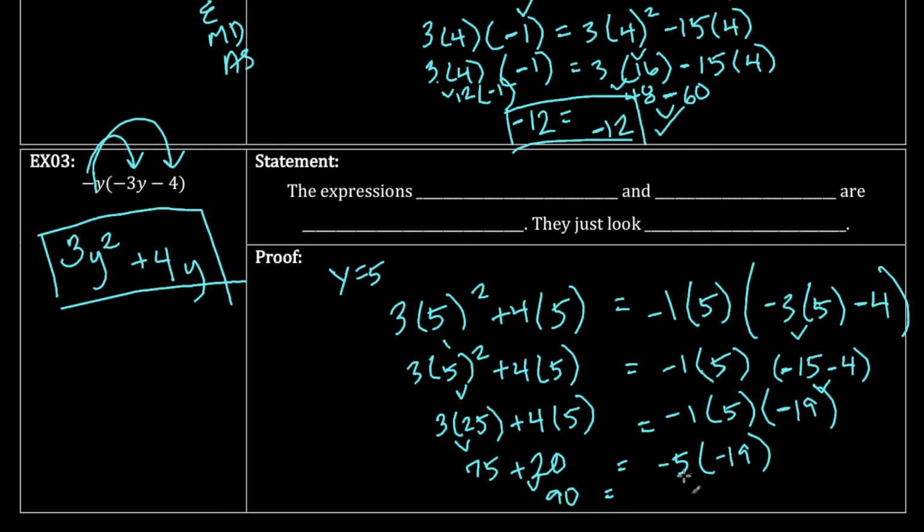And 75 plus 20 is in fact 90. And a negative times a negative is a positive. 5 times 19 is actually... Ooh, I was thinking something's wrong. 75 plus 20 is 95. And a negative times a negative is a positive. 5 times 19 is 95. And we can show proof just doing it separately. I just wanted to show you this way this time. Thank you.